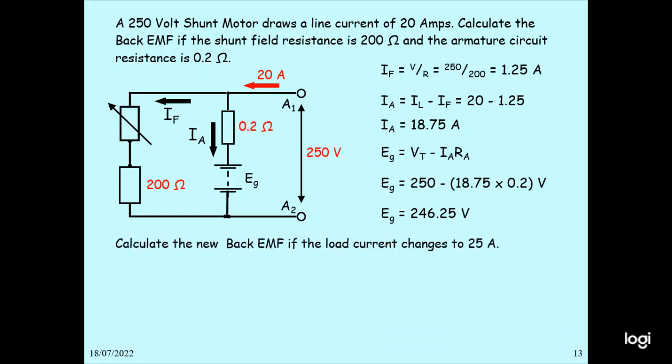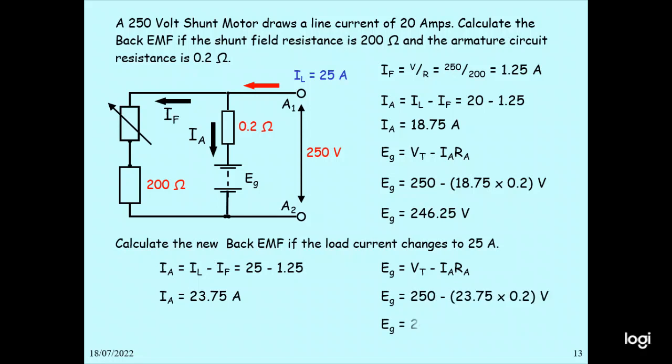Now you have to calculate the back EMF when the load current changes to 25 ampere. The armature current IA equals IL minus IF, which is 23.75 ampere. EG equals VD minus IA RA, so we get EG equal to 245.25 volt.